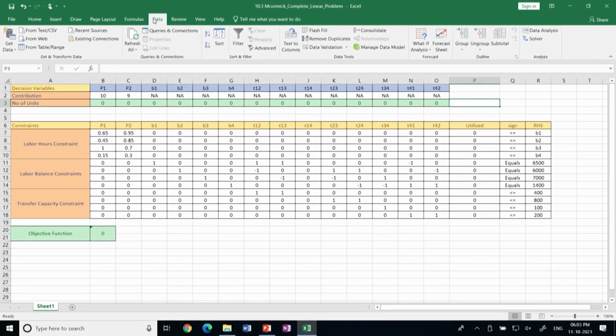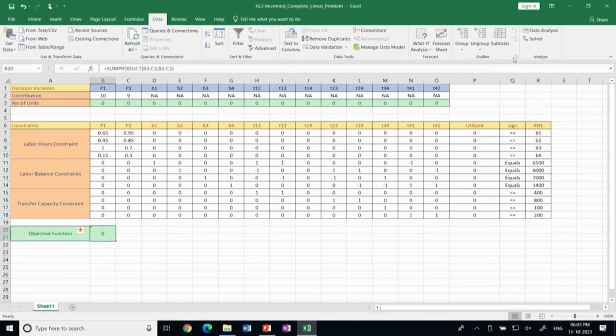So, there are P1, P2, the product mix variables, B1, B2, B3, B4, the transferable variables, and the other variables. There are contributions and number of units. So, I have written all the constraints. The resources utilized, the sign is mentioned, the right hand side is given. My objective function is in B21. So, now I am going to solve this one.